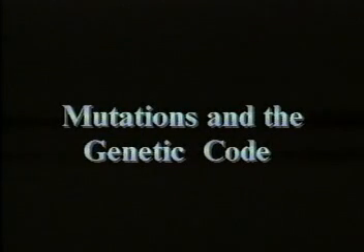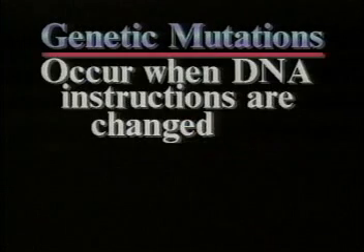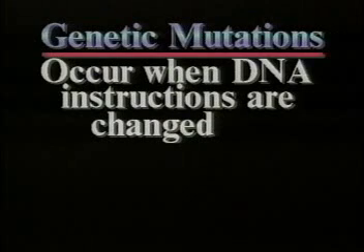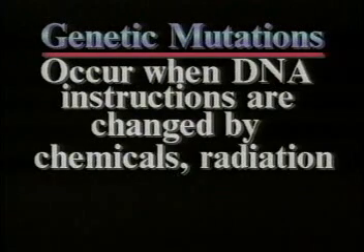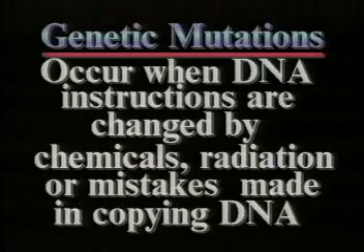Changes in genes like those that cause shortness in pea plants are called genetic mutations. Genetic mutations occur when a cell's DNA instructions are changed, either as a result of external events, such as exposure to chemicals or radiation, or by mistakes made in copying DNA during cell reproduction.